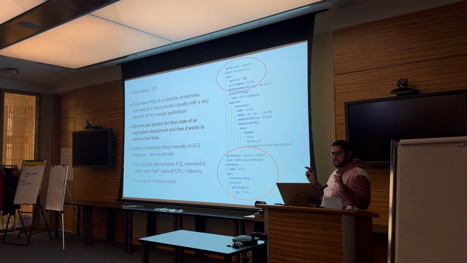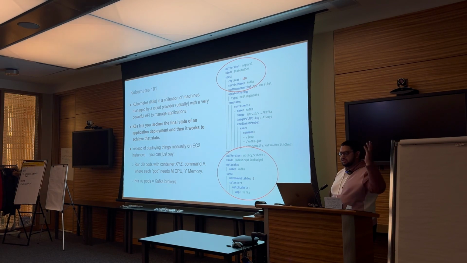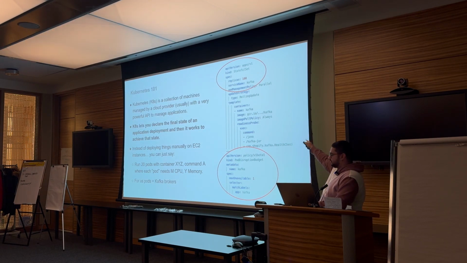And a Kubernetes cluster is nothing but a collection of machines, which is managed by a cloud provider, for us, GCP, with this powerful API to manage these applications. So instead of deploying these things manually in EC2 and writing these scripts and all these different things, at a high level, all I'm saying is run 20 pods with container XYZ. The command you want to run is this, and each pod is the unit of what you're about to create. Give it this amount of CPU and this amount of memory. And remember, for us, pods are just Kafka brokers. That's magic. So if anyone ever asks you what Kubernetes is, you can refer them to this slide. Explained in 10 minutes, in 2 minutes.